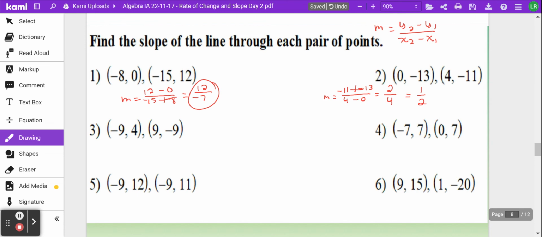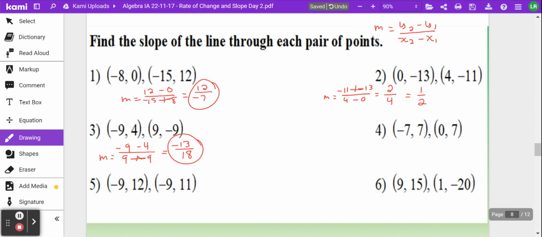Okay, number 3. We have -9 minus 4 over 9 minus -9. -9 minus 4 is -13. Minus negative is plus. That's going to be 18. So you should have a negative slope, -13 over 18.